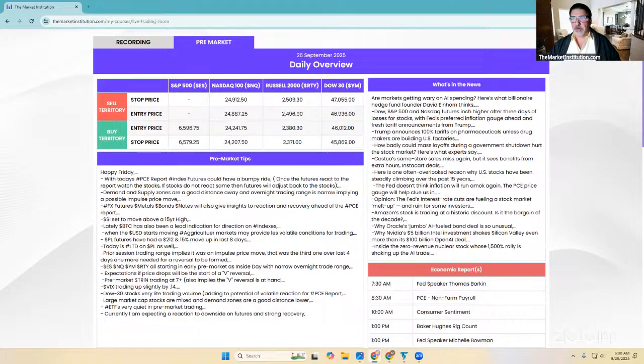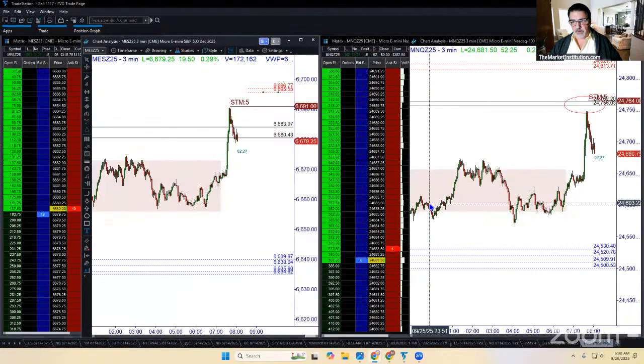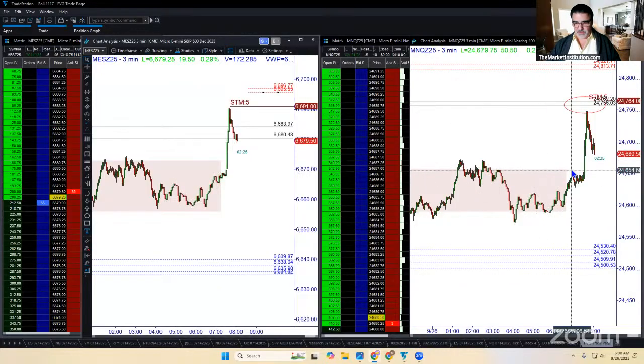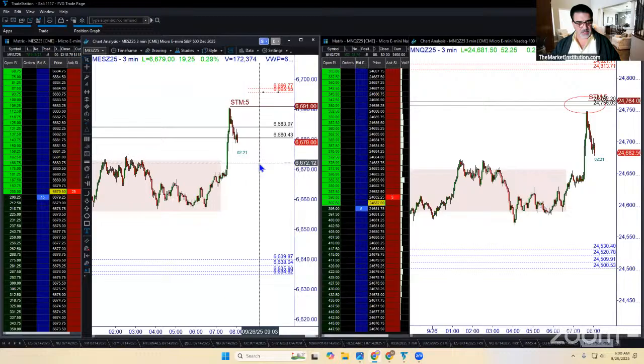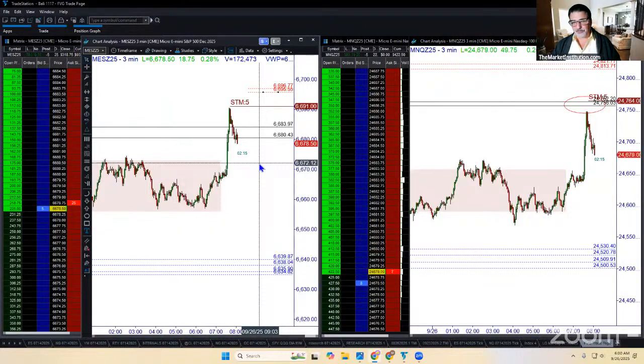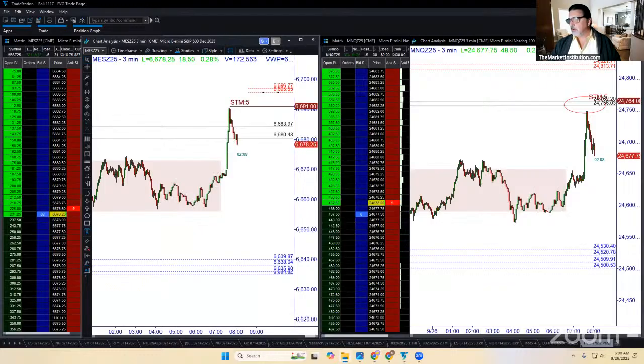I'm currently short. I'm looking for prices to actually accelerate going back through this dead space to the downside. I'm expecting what we use as a V-shape reversal. And let me see if I can bring that up.